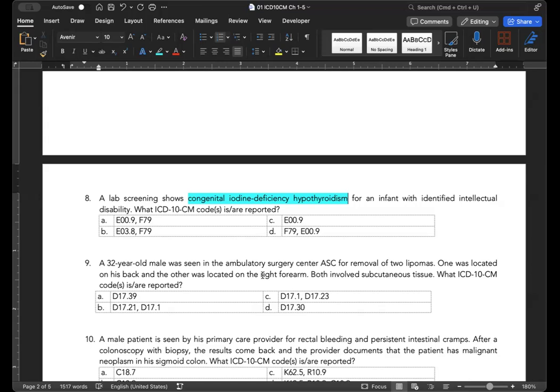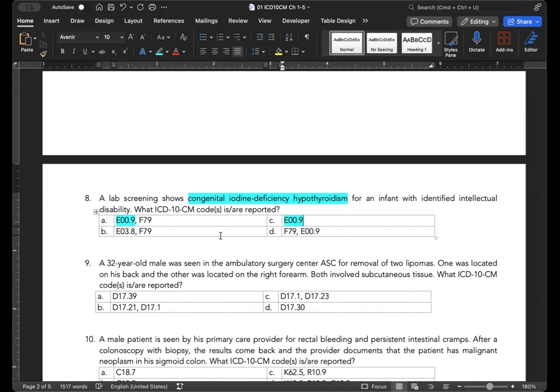Okay. And then what code do we have once you guys get through that? E is that 0.9? Yep. E00.9.